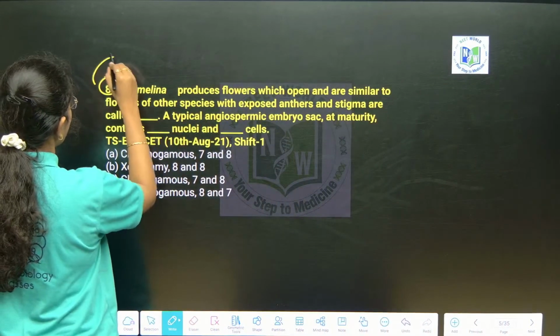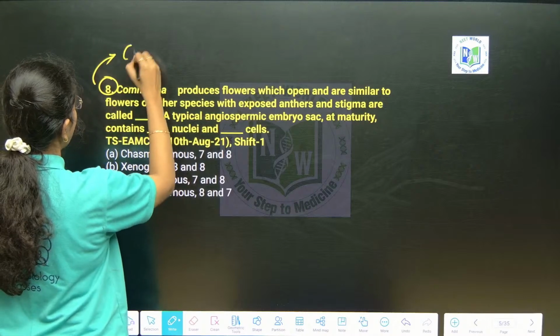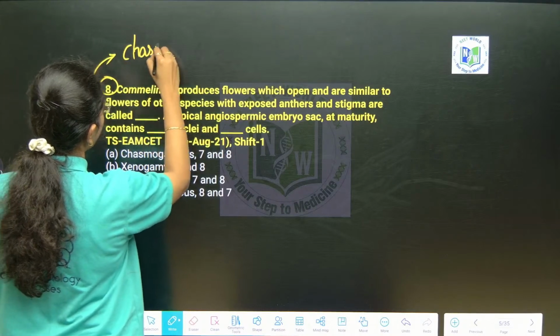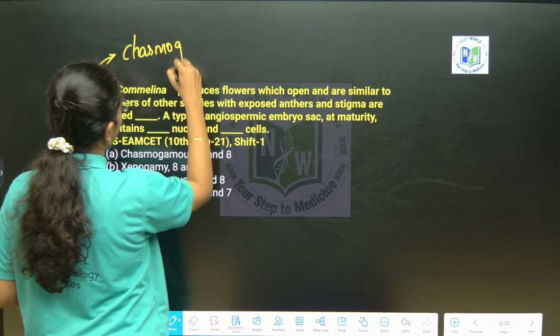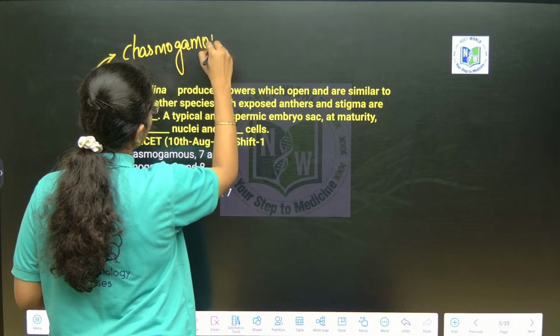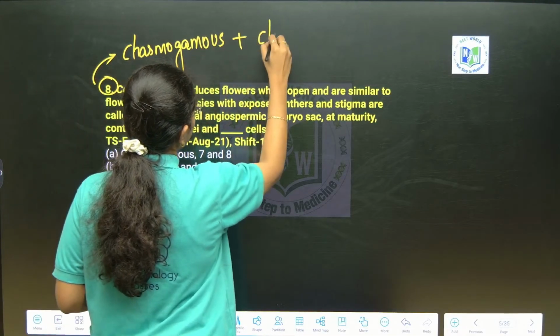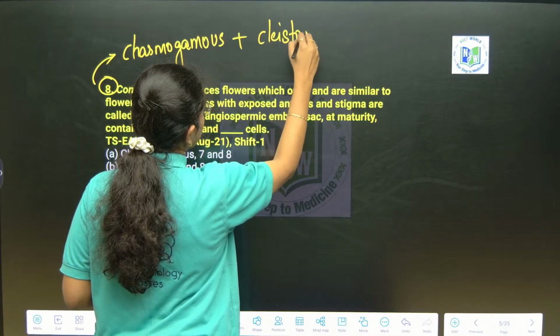whose example is both for chasmogamous and cleistogamous flowers. It consists of both chasmogamous and cleistogamous flowers.